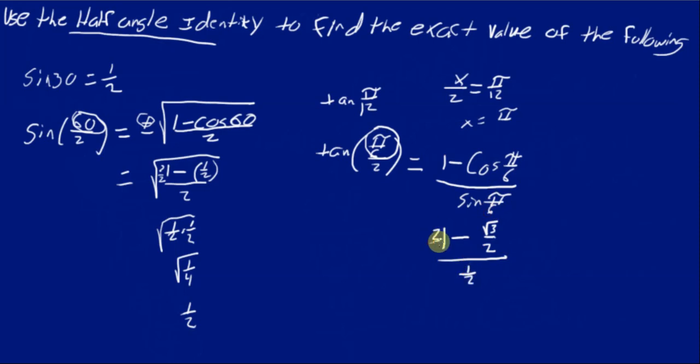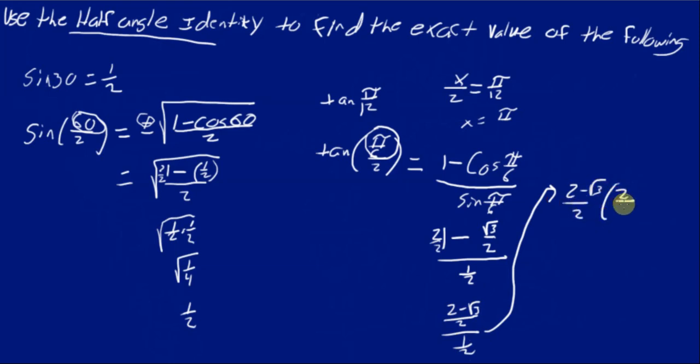Again, we're going to add these two fractions together. So that gives me 2 minus the square root of 3 over 2, and that's divided by 1/2. So it's 2 minus the square root of 3 over 2 times the reciprocal, 2 over 1. The 2's cancel out, so we're left with 2 minus the square root of 3. And really, it's that easy. I'm sorry I didn't go over it. Maybe it confused you. Hopefully that covers it all.